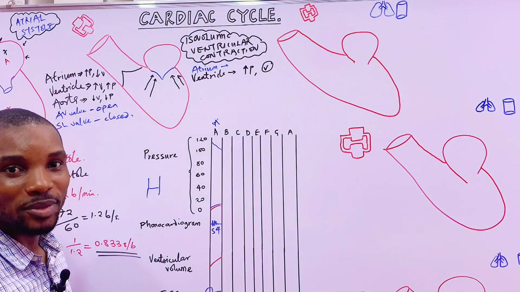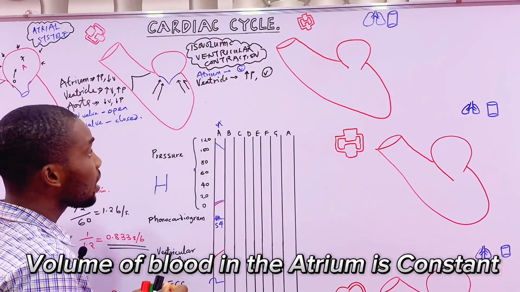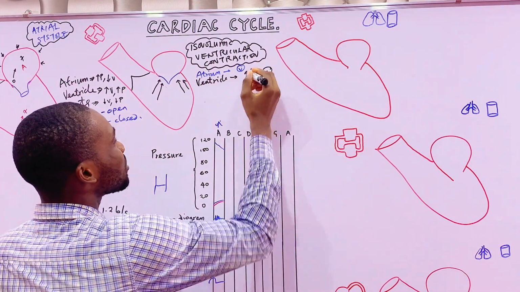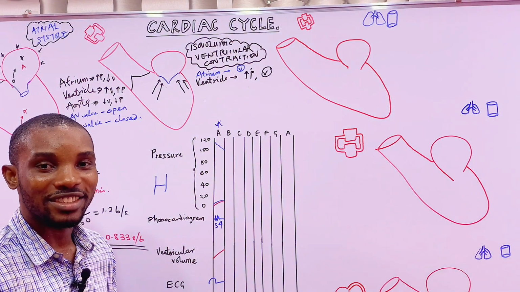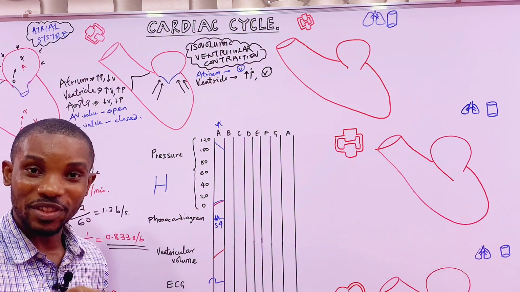What happens to the volume in the atrium? It's constant, pretty constant, right? Yeah, constant. And then, how about the pressure in the atrium? I'm sure some of you will be tempted to say the pressure is constant. The pressure is not constant. Here is why. And the pressure doesn't reduce either.